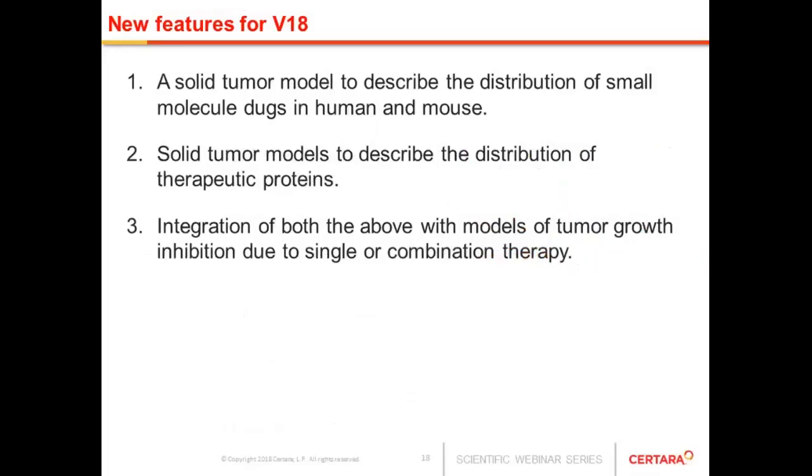So the new features which will be included in Simcyp version 18 are a solid tumour model to describe the distribution of small molecule drugs, which will be available for both human and mouse simulators because of the interest really in modelling tumour mouse xenograft data and understanding potential differences between mouse and human.